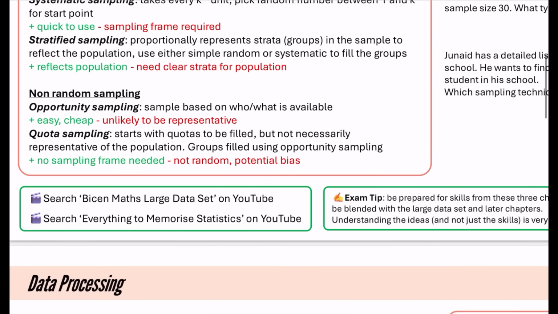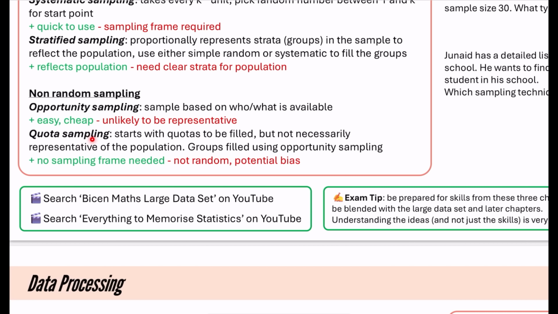Now, non-random sampling, we have two kinds here. We have opportunity sampling, which is the more basic version. This is just where the sample that you're looking for is based on who or what is available. It's literally just the first things that you come across. So it's easy and cheap to do, and it's unlikely to be representative. The classic example for opportunity sampling is you're on the street doing a survey with people who walk by you. It's unlikely to be representative of the population because if you're stood in a particular location, you're only getting people who live in a particular area, but it's very easy and cheap to do.